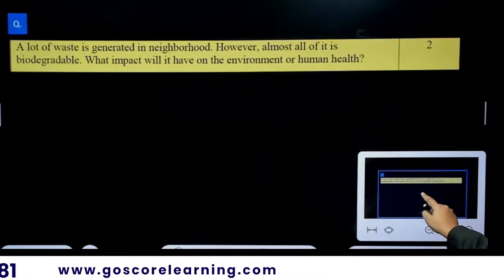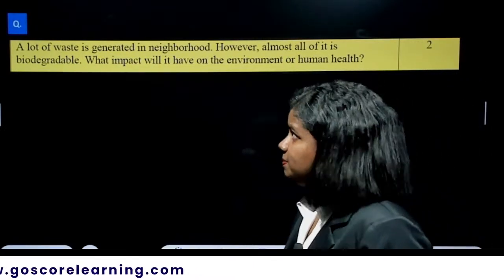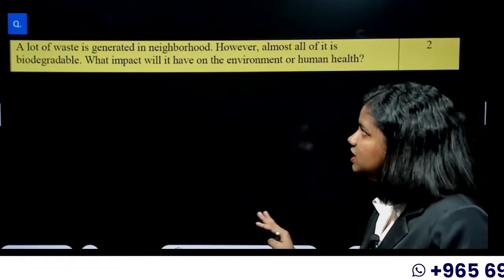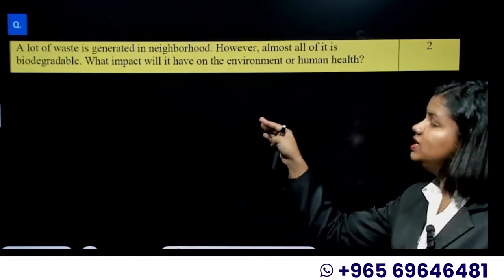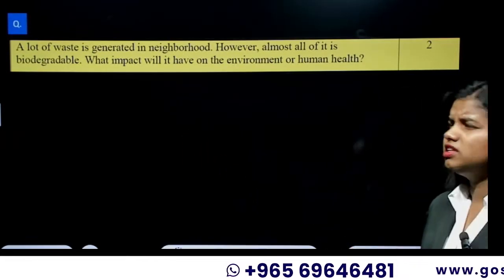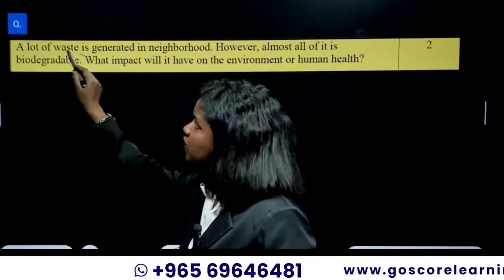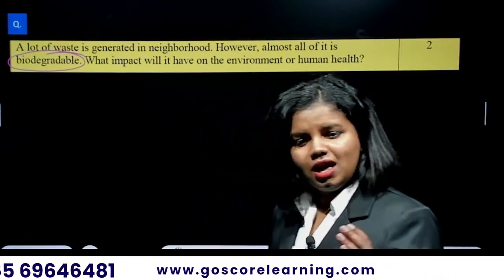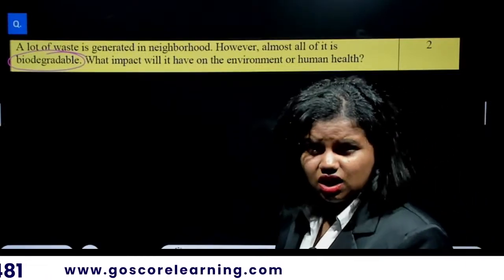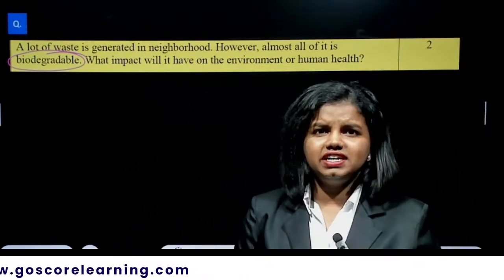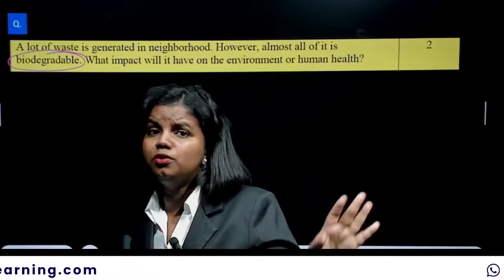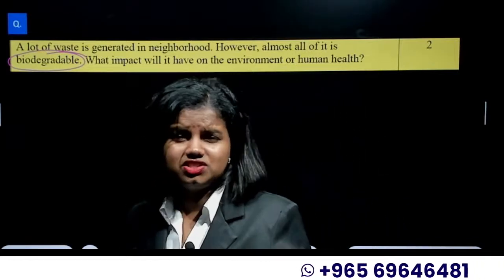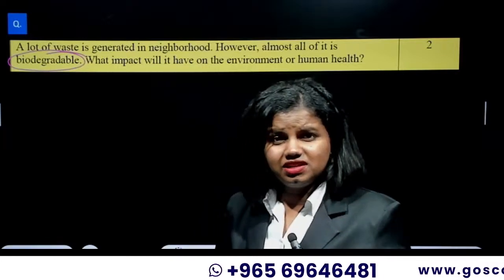And this is another 2 mark question, which is from the environment chapter, right? A lot of waste is generated in the neighborhood. However, almost all of it is biodegradable. What impact will it have on the environment or human health? So you basically have to know what biodegradable waste is. Biodegradable and non-biodegradable, I think we all have an idea about it. Biodegradable waste is waste which can be easily degraded by the microbes or the decomposers in the environment, right? There would be some kitchen waste, it could be some fruits, some vegetables, maybe some animal excreta, etc.